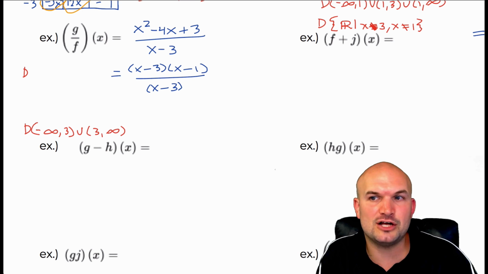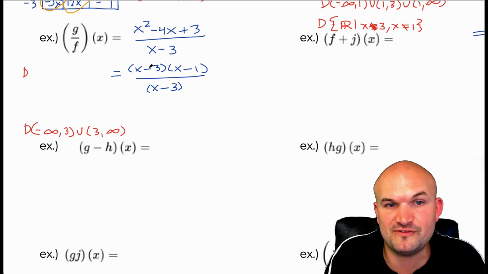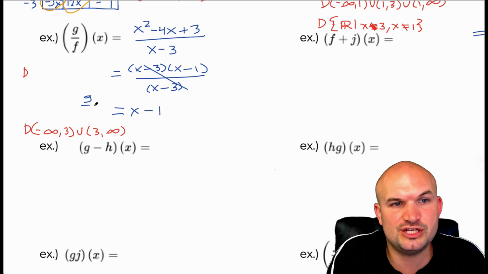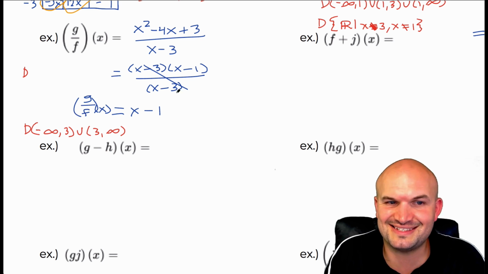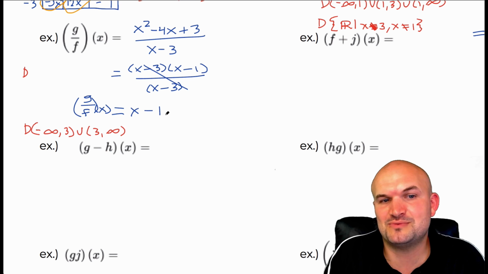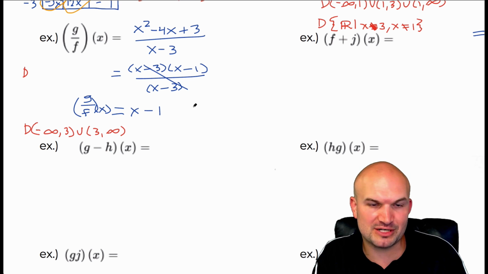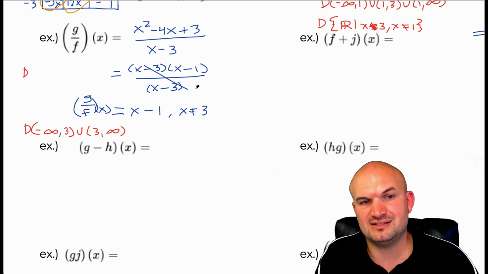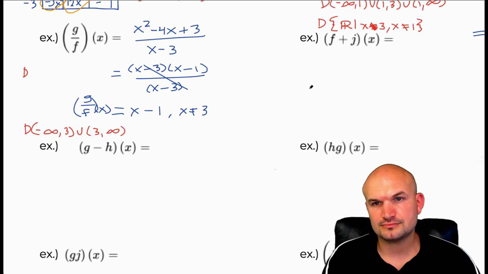However, I can algebraically simplify this a little bit further, and I can just rewrite this as x minus 1. So I could say g of f, sorry, is going to equal x minus 1. However, since that rational expression is no longer visible, I can just add the exception and say, hey, just make sure that x cannot equal 3, okay? Because that's exactly where that came from.